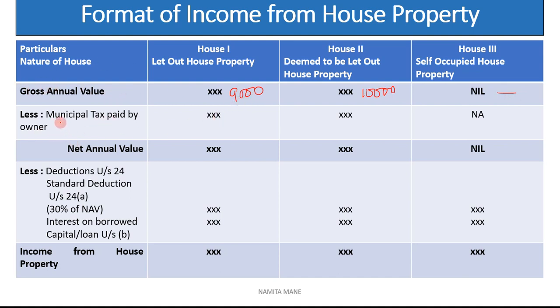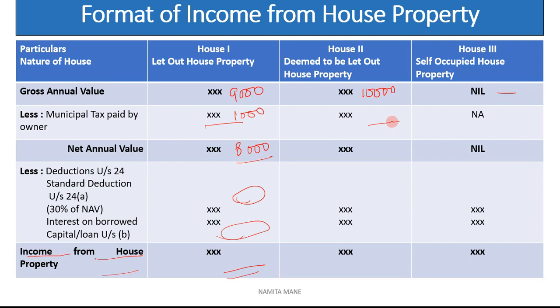If there is any municipal tax paid by the owner, reduce it. Suppose he paid 1,000, so the remaining balance is 8,000. So 8,000 is the net annual value. Clear? Then deduct the deduction under section 24, which is compulsory. So 30% on 8,000, write the amount here, and if there is any interest on borrowed capital or loan, write it here, reduce it from the net annual value, and the final amount will be called the net income from house property. Same for deemed to be let out house property also.